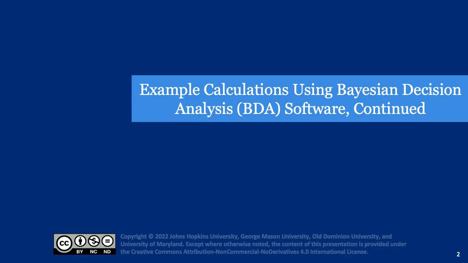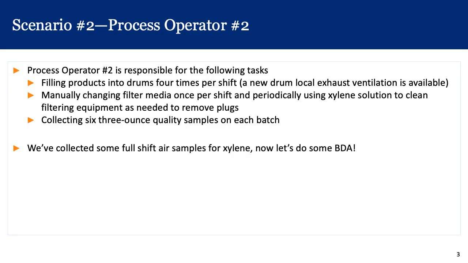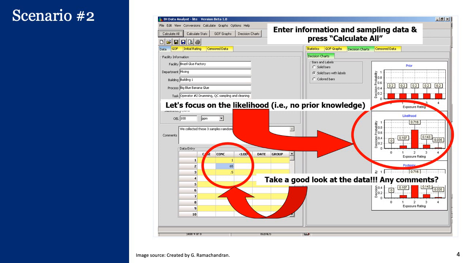In this next section, I'm going to continue with that same workplace, but now we'll focus on process operator number 2. Again, process operator number 2 is responsible for some other tasks, and we have now collected some full shift air samples for xylene, just the same as for the first example, and we'll now do some Bayesian decision analysis. We now have, again, as before, 3 data points: 1, 65, and 0.5.